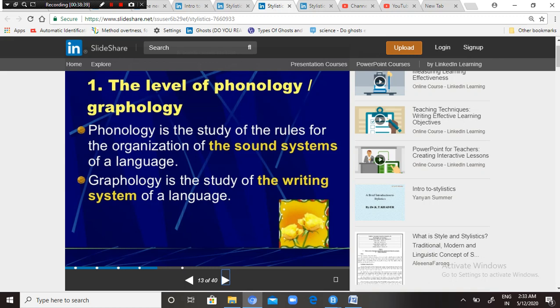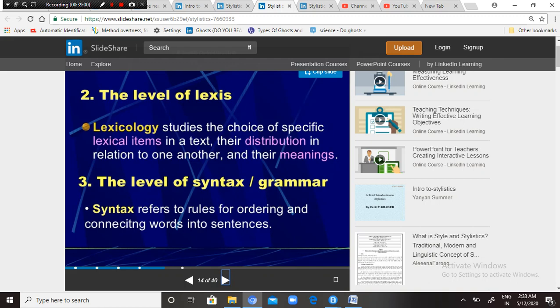Phonology is the study of rules for the organization of the sound system of a language. Okay. Graphology is the study of the writing system of a language. The lexical level is called lexicology; it studies the choice of specific lexical items in a text, their distribution in relation to one another, and their meaning.